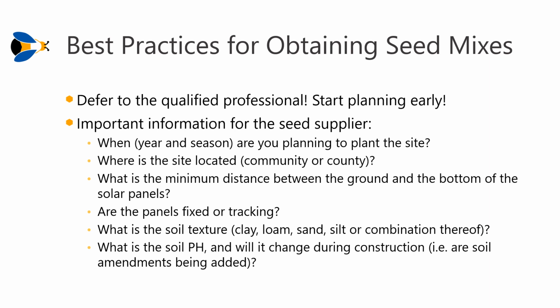When, both the year and the season, are you planning to plant the site? Where is the site located? What is the minimum distance between the ground and the bottom of the solar panels? Are the panels fixed or tracking? What is the soil texture of the site? And what is the soil pH, and will it change during construction? As in, will you be adding soil amendments?